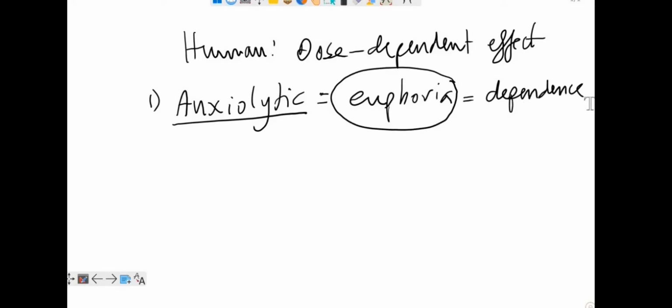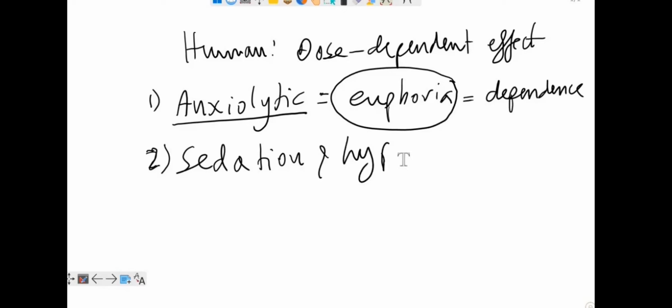Okay, you have that in small doses, they can produce anti-anxiety effect. The person will become calm with reducing aggression, and this can happen in low doses with feeling of euphoria. If we increase the dose, they can produce sedation and hypnosis. A person can go to sleep, sedation and hypnosis.